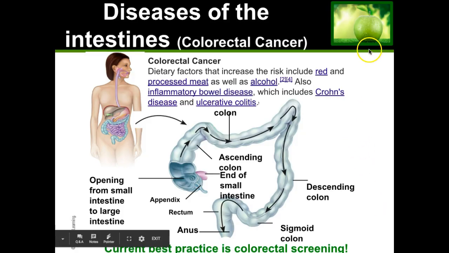There are diseases of the intestines. One of the more frequent diseases is colorectal cancer. There are dietary factors that can increase the risk of getting colorectal cancer. These include eating red and processed meats, as well as alcohol consumption. And there are other diseases of the colon as well, including inflammatory bowel disease, Crohn's disease, and ulcerative colitis. These inflammatory immune conditions also increase the risks of colorectal cancer.